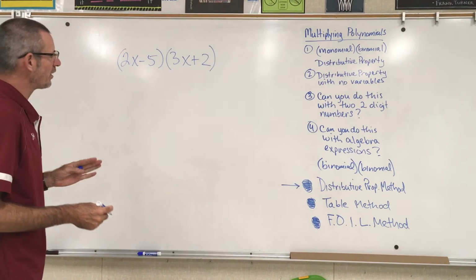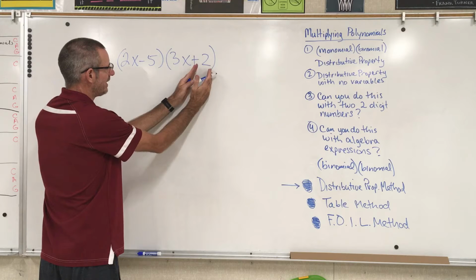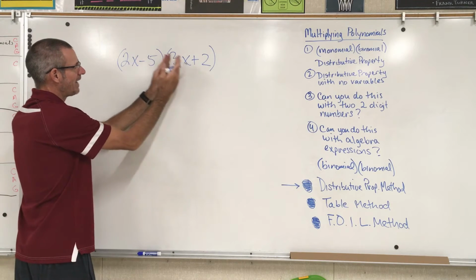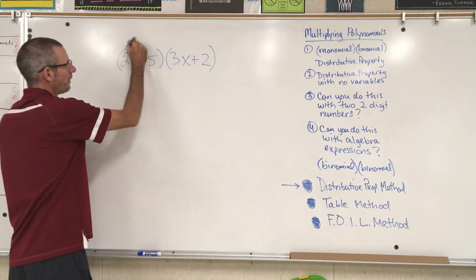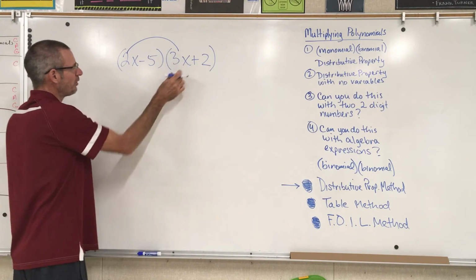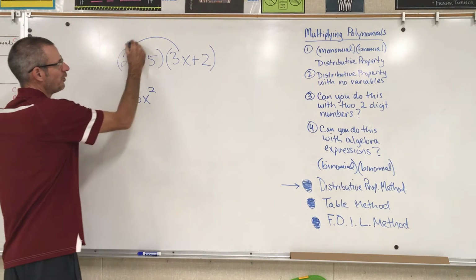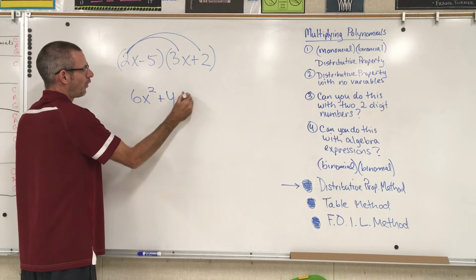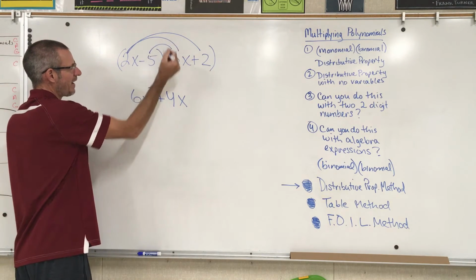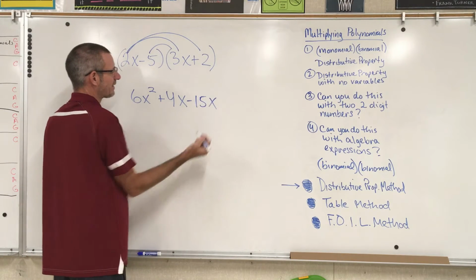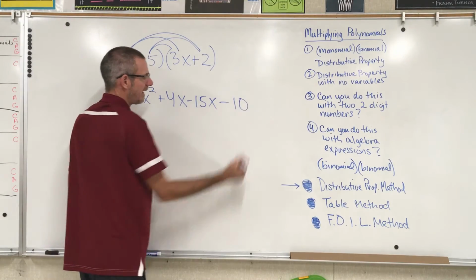So just like we did earlier, we're going to take this 2x and we're going to distribute it into the second set of parentheses. And then we're going to take the -5 and distribute it into the second set of parentheses, and we're going to see what we get. So I multiply here, and 2x times 3x is 6x to the second. 2x times 2 is 4x. Now I'm distributing the -5. -5 times 3x is -15x. And -5 times 2 is -10.